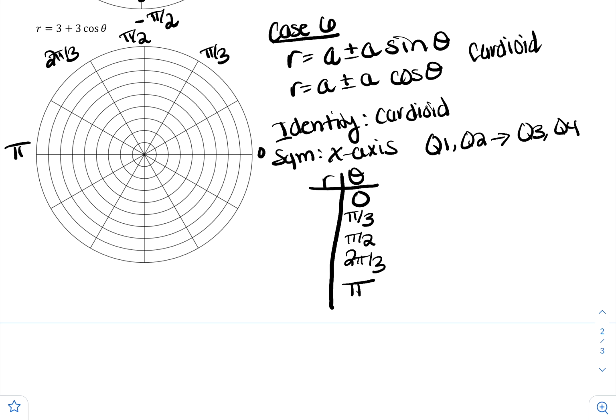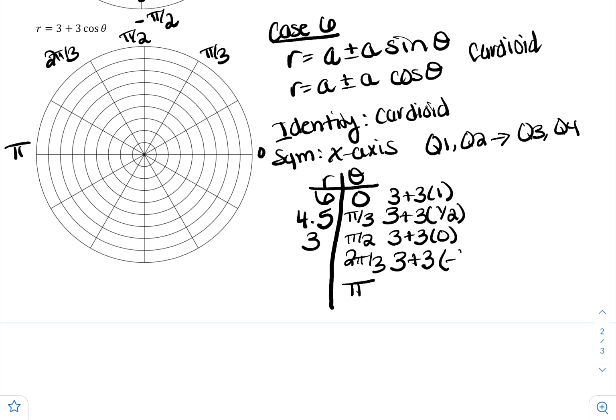And then I'll mirror. So you plug in. 3 plus 3, the cosine of 0 is 1. 3 plus 3 is 6. 3 plus 3, the cosine of pi over 3 is 1/2. So 3 times 1/2 is 1.5, so 4.5. 3 plus 3, the cosine of pi over 2 is 0. So 3 plus 0 is 3. 3 plus 3, now negative 1/2 because it's in quadrant 2. So 3 minus 1.5 is 1.5. And then 3 plus 3 times negative 1. 3 minus 3 is 0.